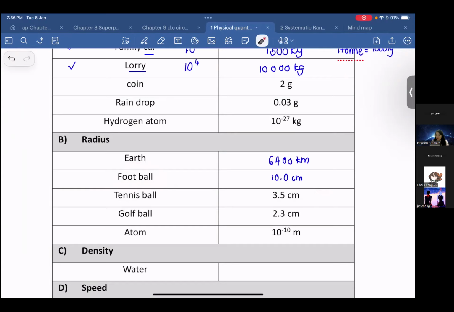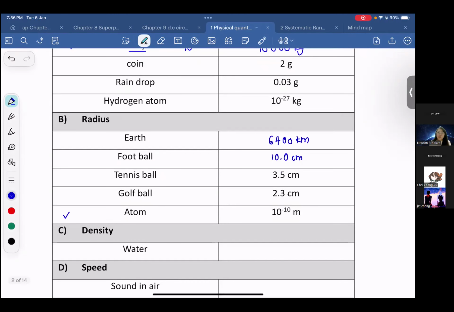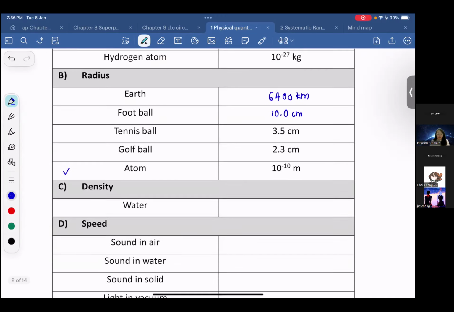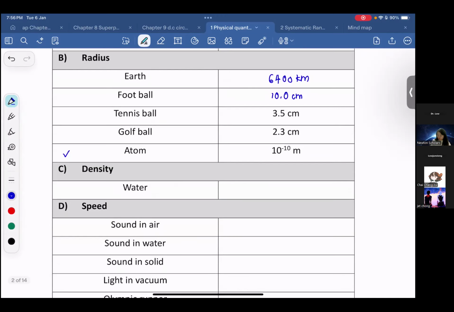Okay, then golf ball, even smaller than the tennis ball, so you guess maybe 2 cm or 3 cm. Then atom, this one you have to know. You have to roughly know it's 10 to the power of -10 m. It's very, very small. Density of water, this one we know, right? 1,000 kg per meter cube.